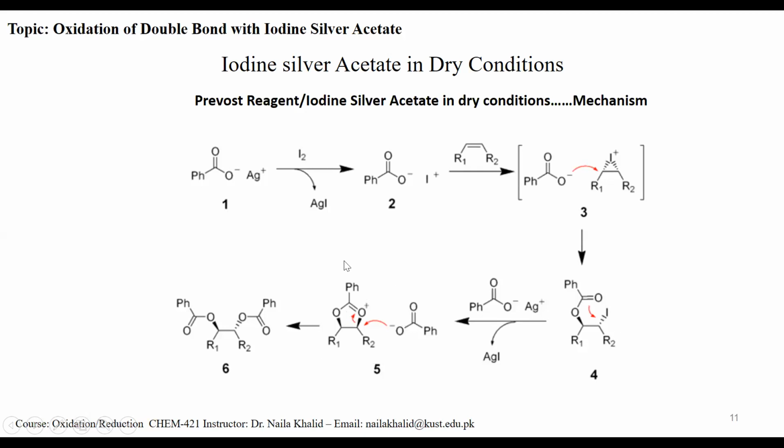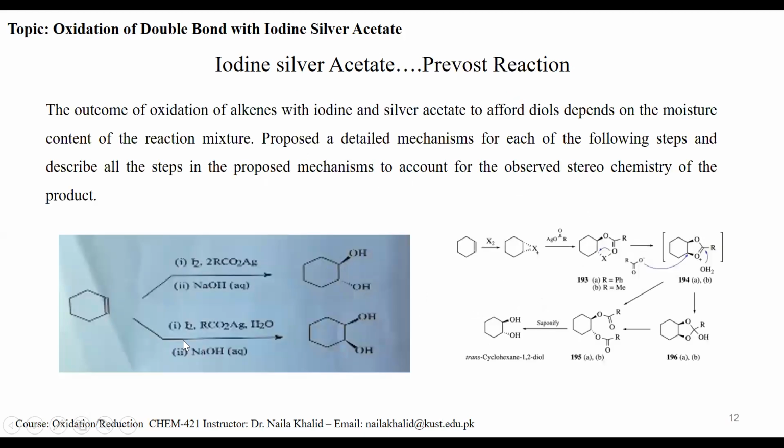Here you get this type of intermediate. Then benzoate comes and plays its role. It does not attack here, just like water in the previous case. It will attack here from the back side. So that is why we get the trans hydroxylated product after hydrolysis. So here is an example which also shows cyclohexene.